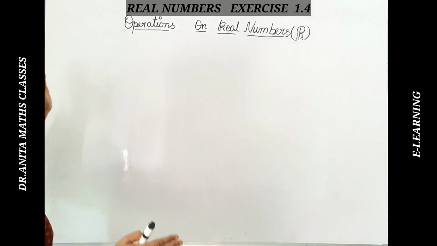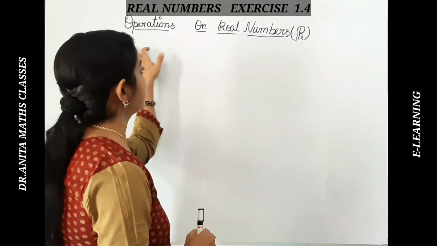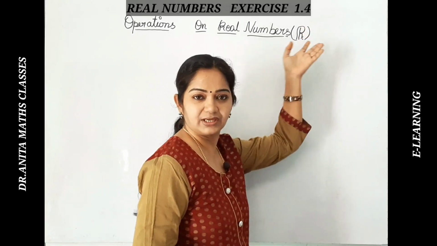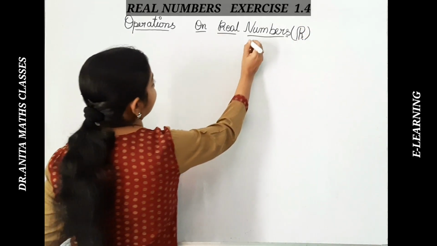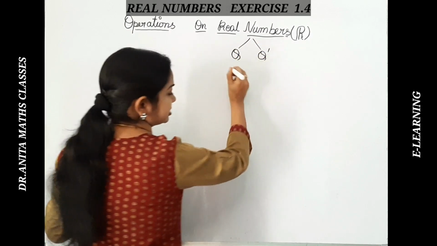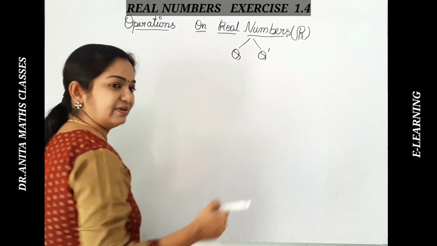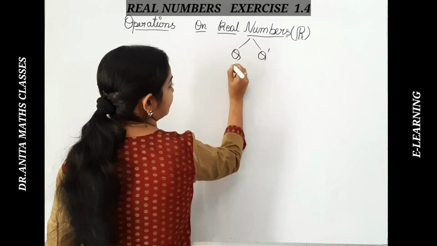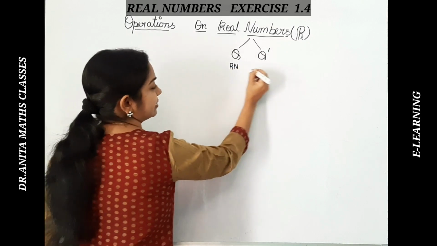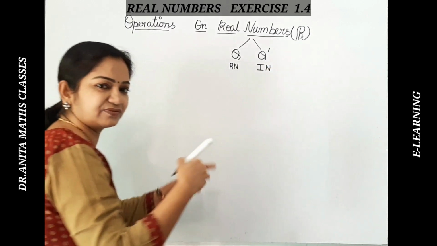Now we will proceed to exercise 1.4. The concept of it is the operations on the real numbers, right? Real numbers we represent with a capital R. Now in real numbers again we do have rational and irrational numbers. The representation is Q and Q prime or Q dash, you can call irrational. So for our convenience, while I am telling the operations, I will suppose rational numbers as Rn, and irrational I will tell as In. Just that is for our convenience.